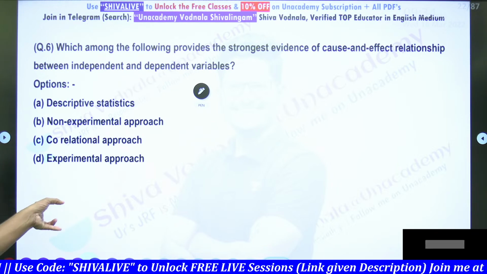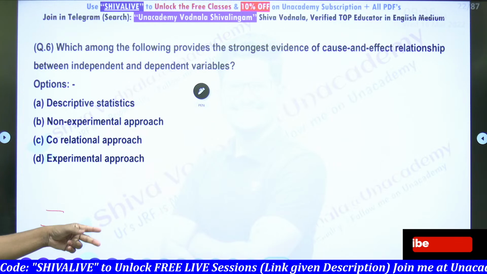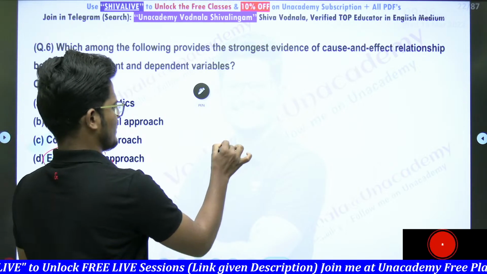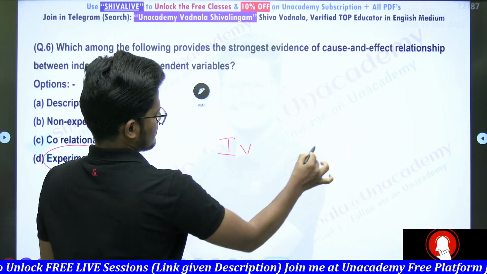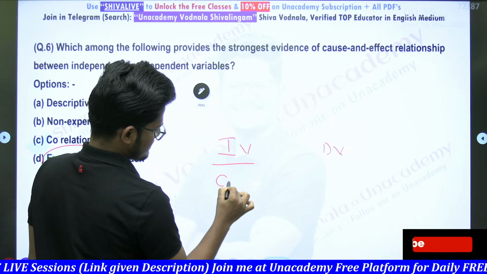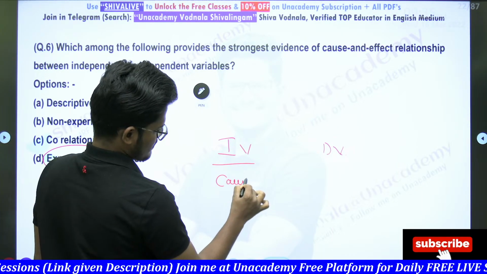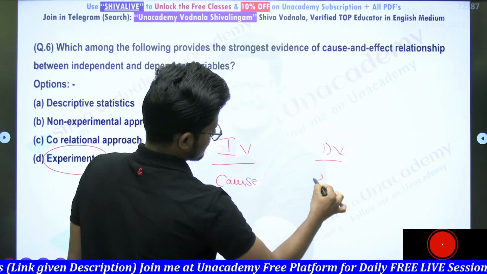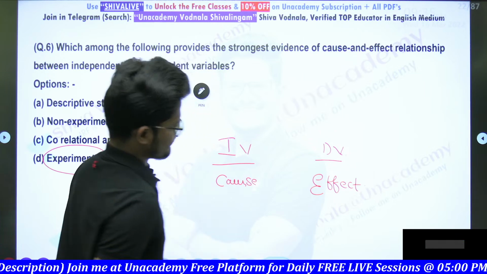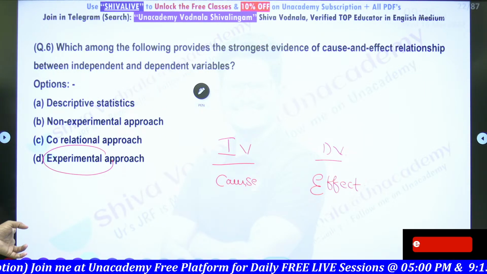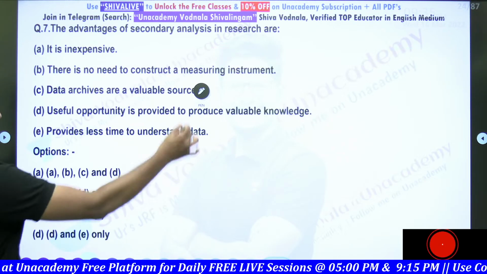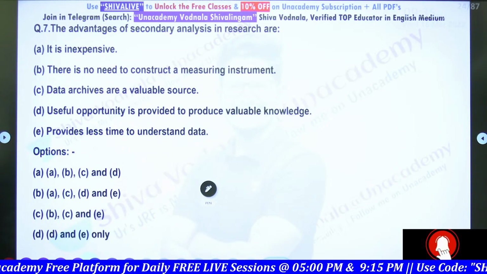So the answer will be what? Cause and effect relationship between the independent and dependent variables. Option will be D. Whenever there is an independent variable and dependent variable, it is always experimental research. Independent variable is a cause and dependent variable is an effect, which will happen in experimental research.